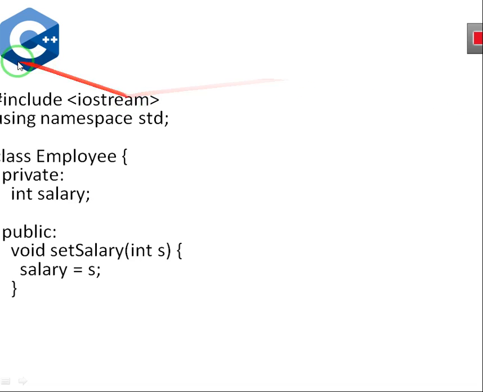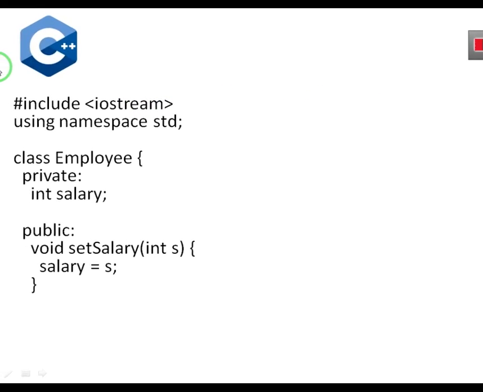Now let us understand this program. We have the library, using namespace std. We have the class Employee here. Here we have the private access specifier, with a colon sign at the end. Integer is the data type and salary is the variable. So salary is private: no one can see the salary of the Employee class.